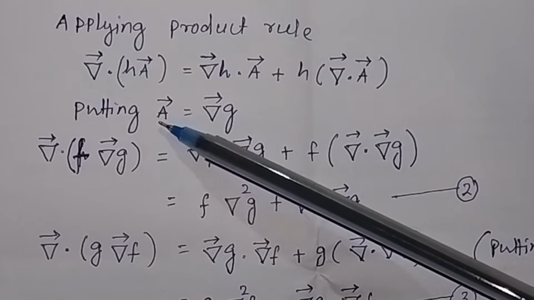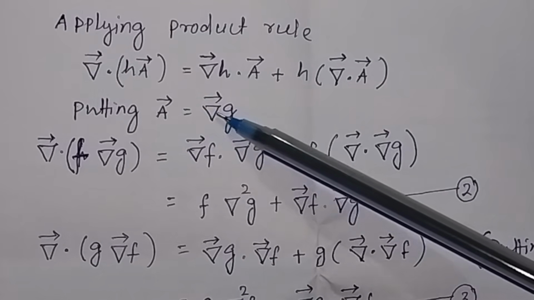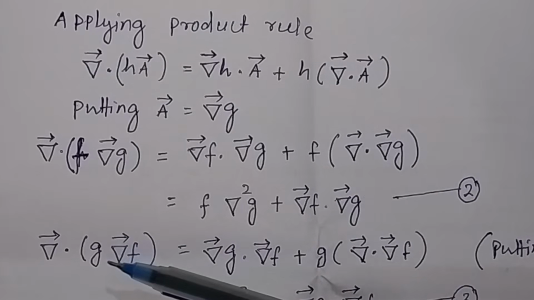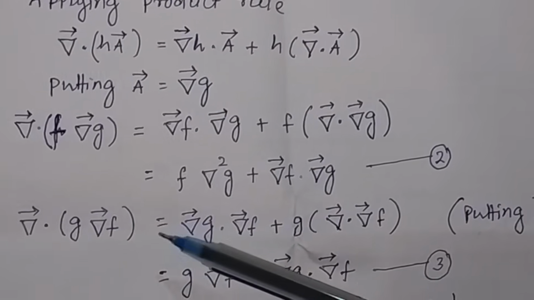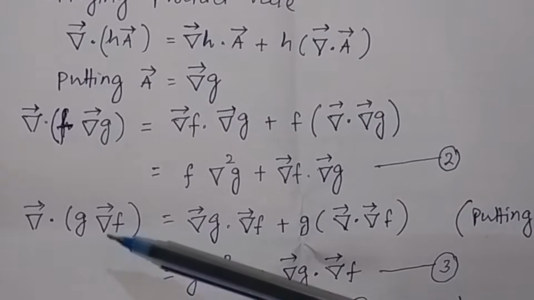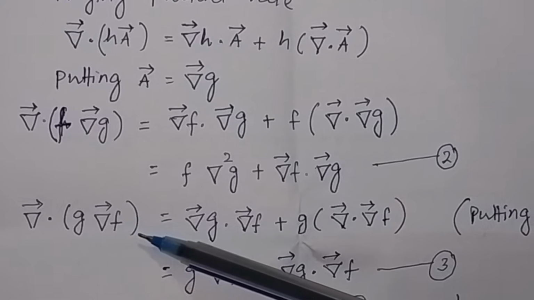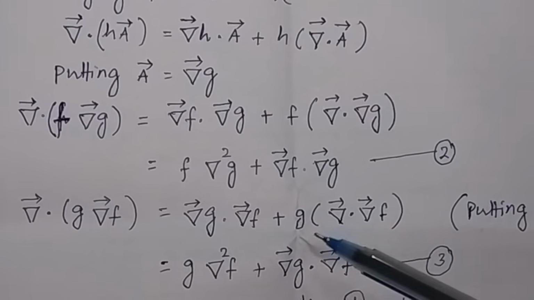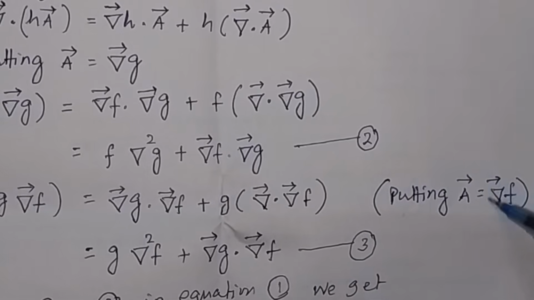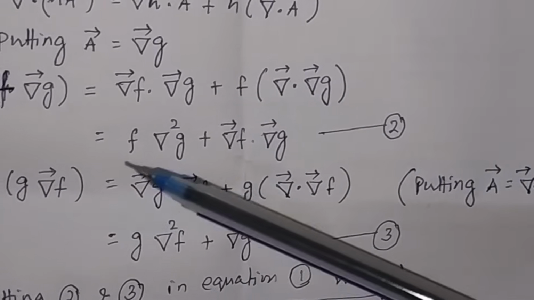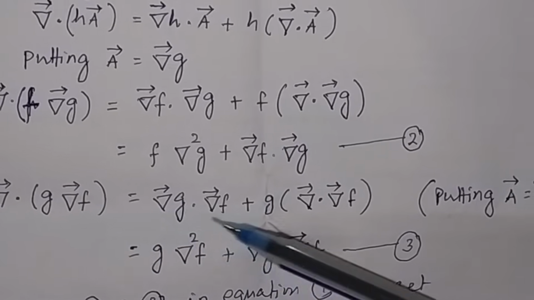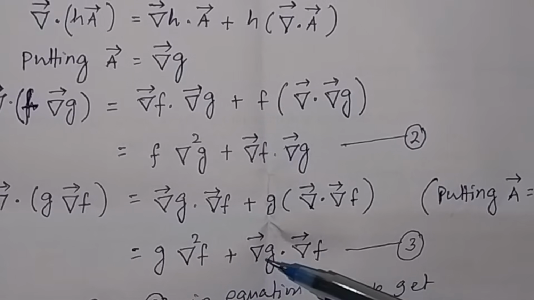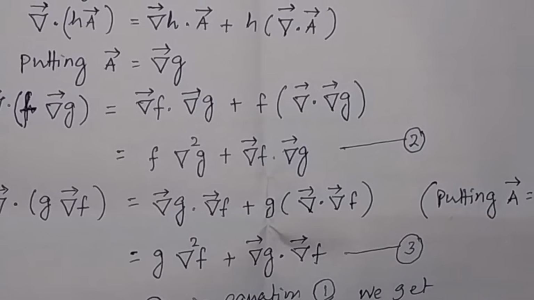Similarly, if you put A equal to del f in this product rule, and h equal to g, then what will be your result? The result will be del dot g del f, that will be equal to del g dot del f plus g del dot del f. You put A equal to del f and h equal to g, then that will be equal to g Laplacian f plus del g dot del f. Suppose this is equation number 3.